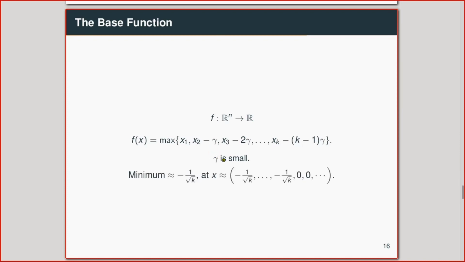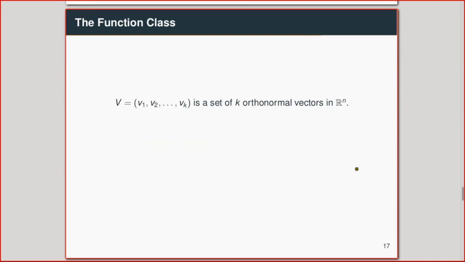So because gamma is small, the minimum is still going to be something like minus 1 by square root k. And the point at which it achieves this will be something like minus 1 by root k for the first k coordinates and 0 afterwards. And this is the base function. We're going to again create a function class from this base function. For creating this function class, we're going to need k orthonormal vectors in R to the n. And this is what our function class looks like.